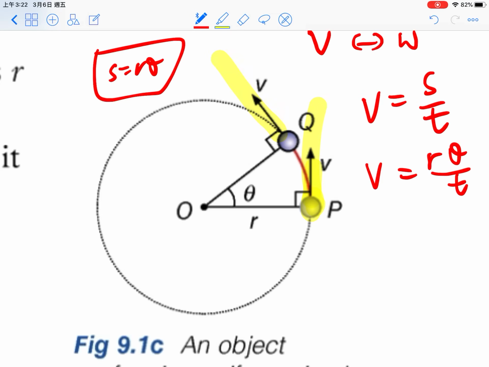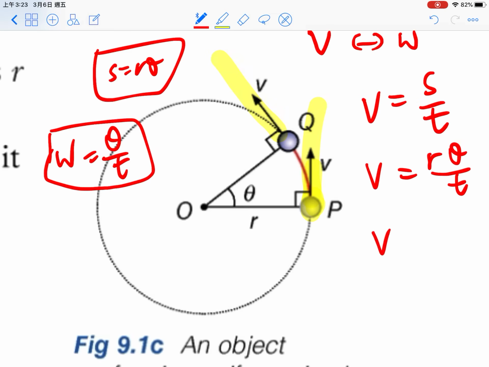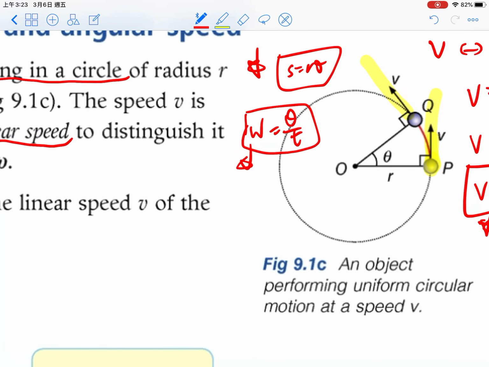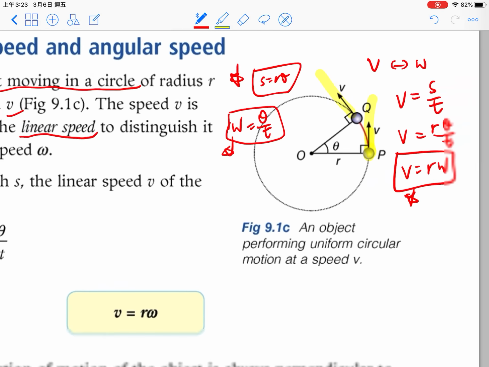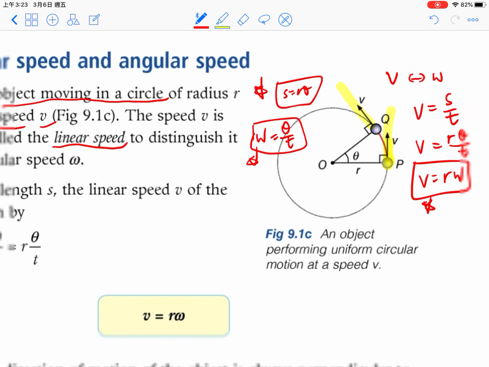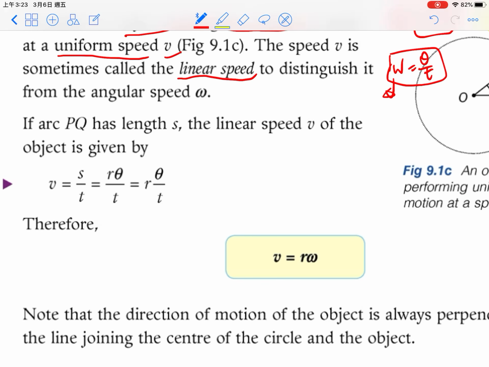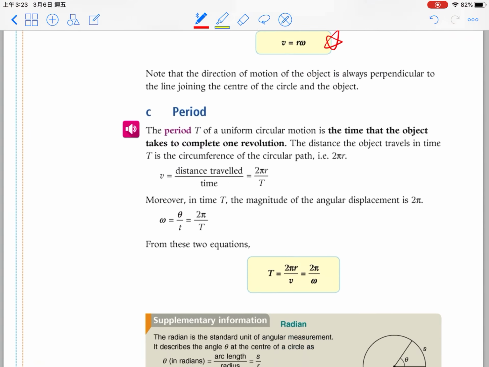Okay, now you see theta over t. So do you remember the equation? Theta over t will be omega, right? So we can find it out. V equal to r omega is the equation. Okay, three equations, very important. V equal to r omega. So we can know the linear speed after finding the angular speed. Okay, this is the proof.